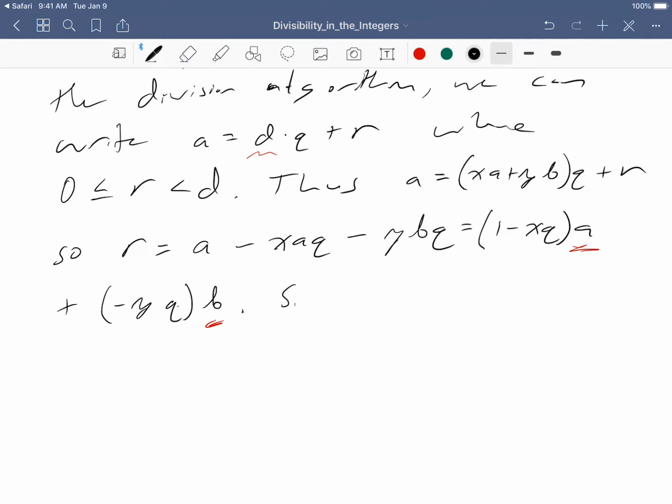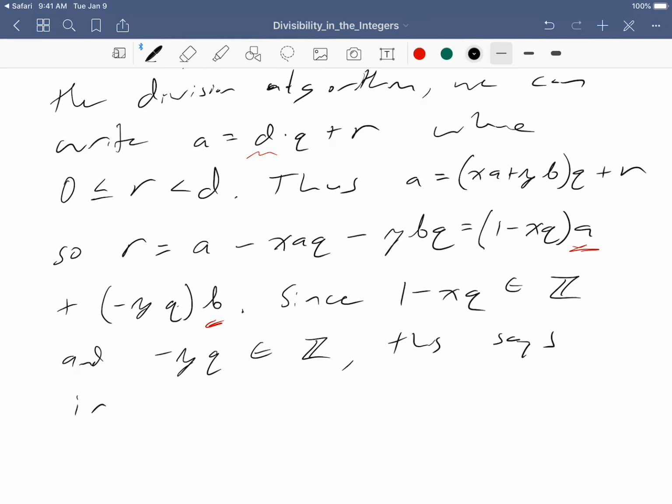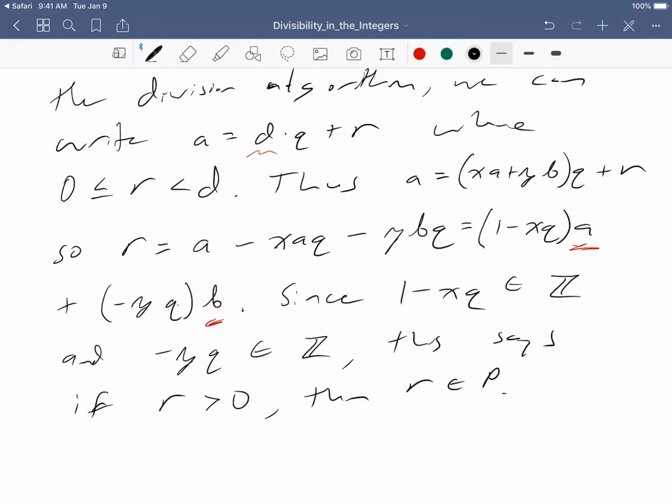Okay, so because 1 minus XQ is an integer and minus YQ is an integer, all of those things are integers, this says if R is positive, then R is in P. So remember, P was all the linear combinations, all the things that I could write in the form integer times A plus integer times B. And that's exactly how I just wrote R. So as long as R is positive, R is in P.